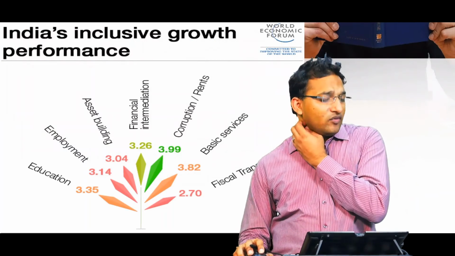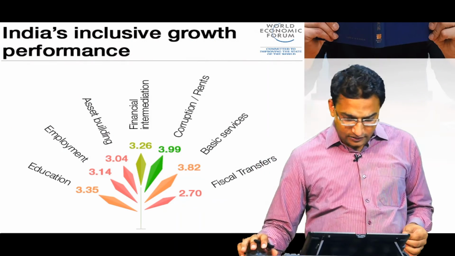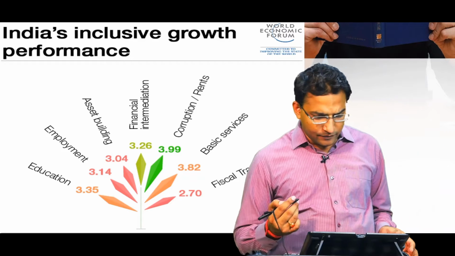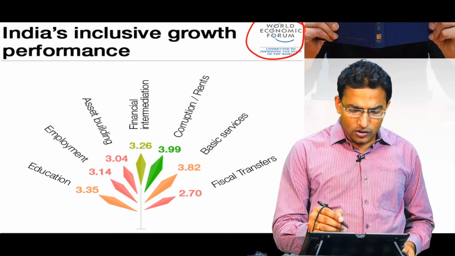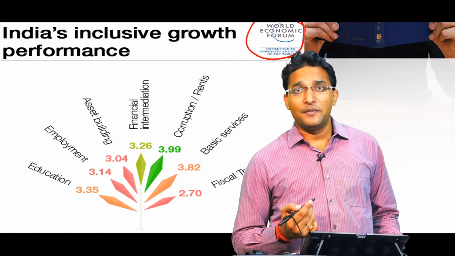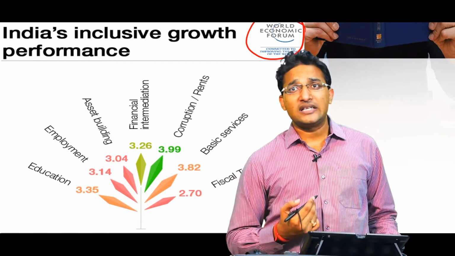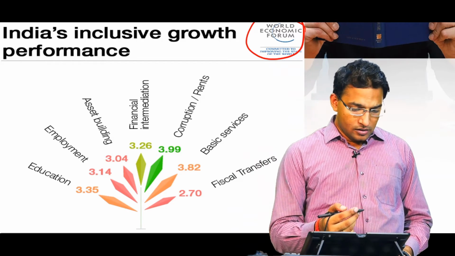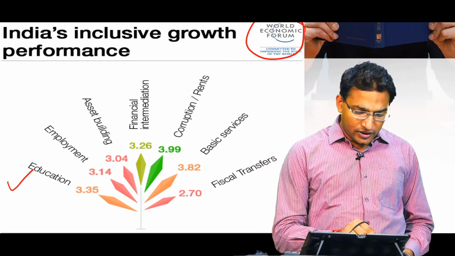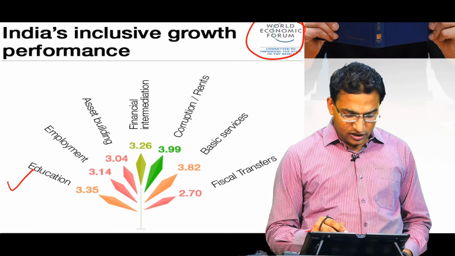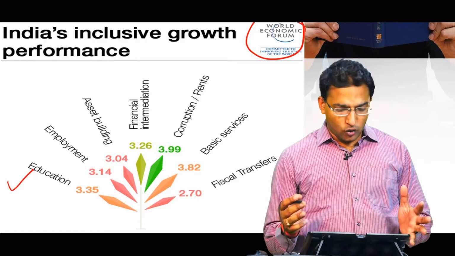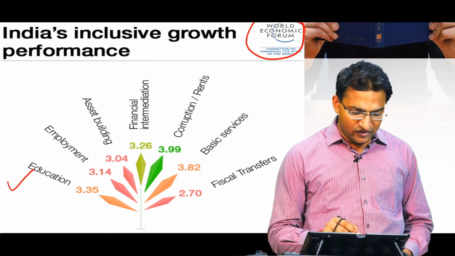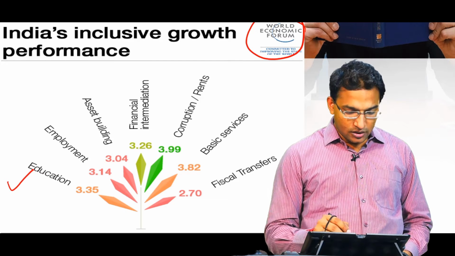India's inclusive growth performance. Again, this is one of the reports given by the World Economic Forum, and here also they have indicated on various parameters what the achievement of India's inclusive growth is, like in education, 3.35 score. This score is out of 7. Out of 7 we have just 3.35 score in education.